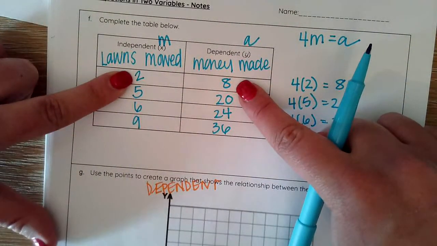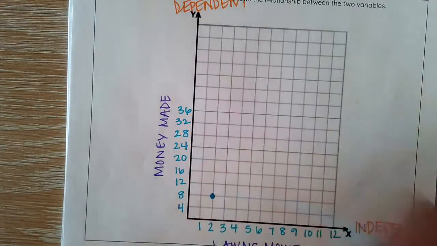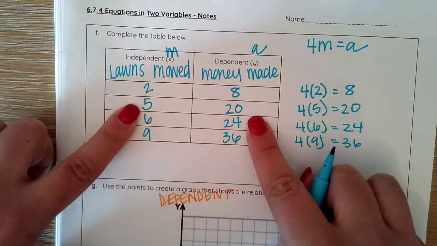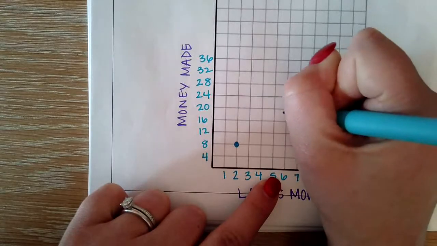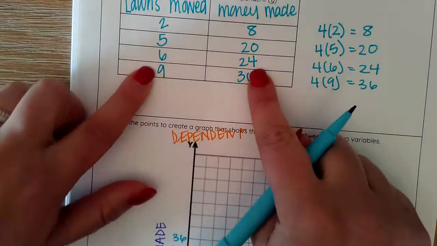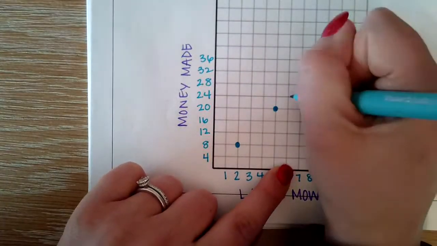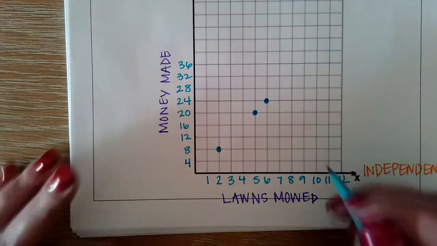Okay, so then I take my ordered pairs and I graph them. I've got 2, 8 to start. So I go over 2 and up 8. Then I've got 5, 20. Then I've got 6, 24. And lastly, I have 9, 36.